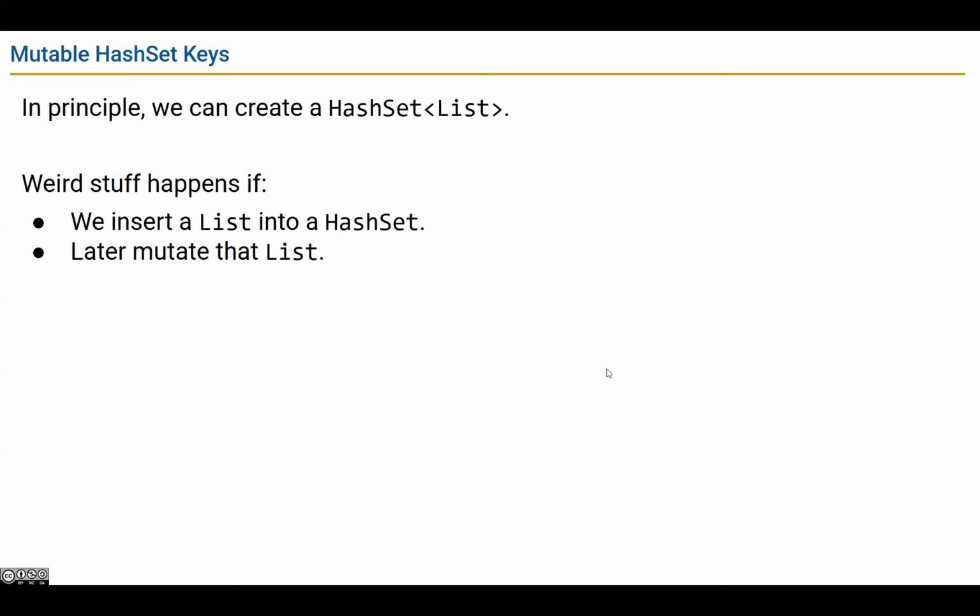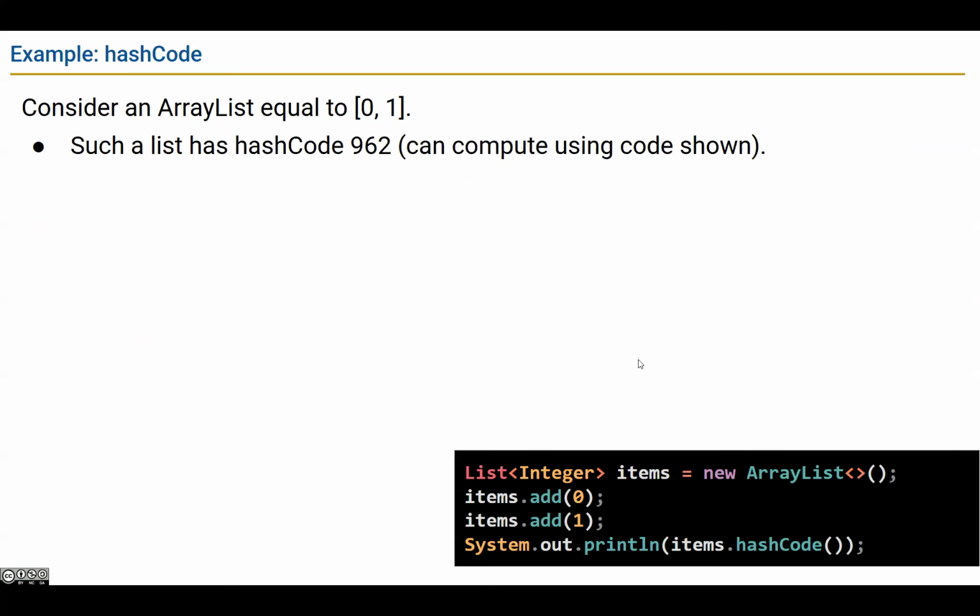Now, in principle, we can put mutable items into sets. What's the possible downside with that? Yeah. Change. Yeah. Let's say that we have this array list, for example, right?